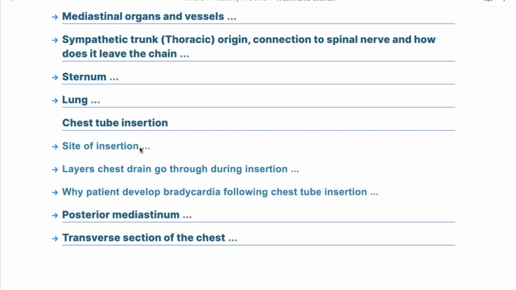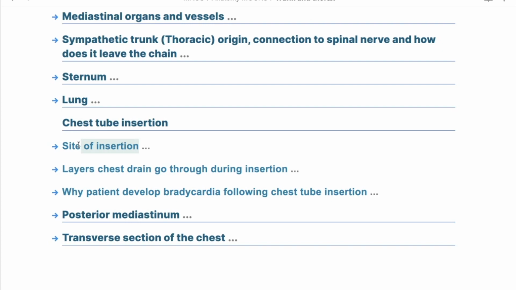So what are the sites for chest tube insertion? Sir, it is in the safe triangle. Where is that? The triangle of safety. The borders of the triangle of safety are anteriorly the posterior border of the pectoralis major, posteriorly the anterior border of latissimus dorsi, and inferiorly an imaginary line passing through the fifth intercostal space.